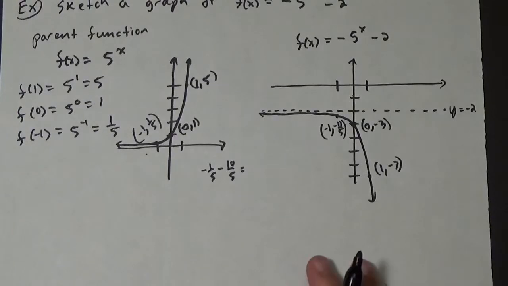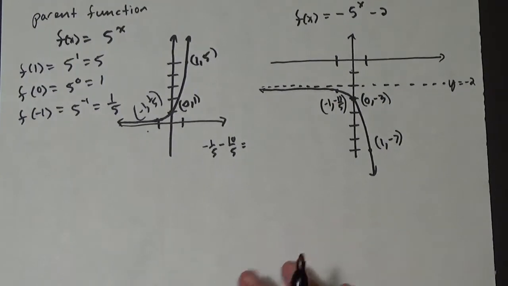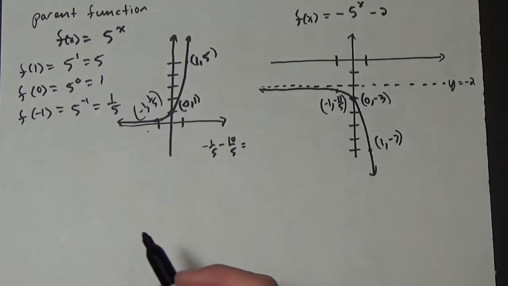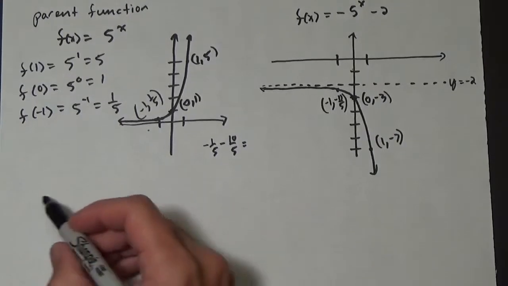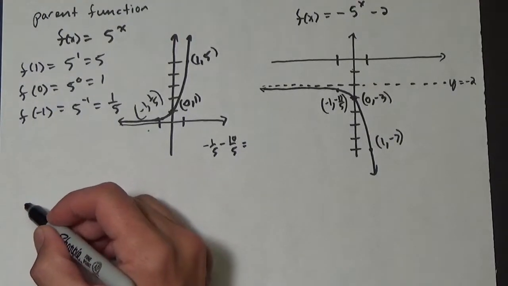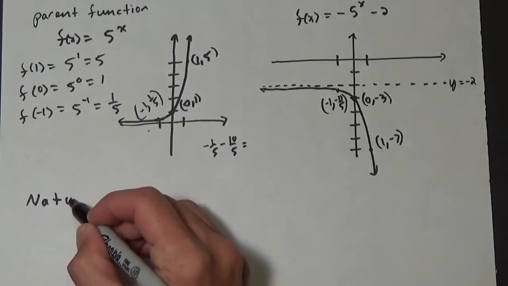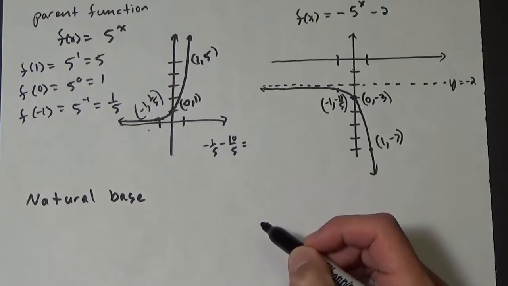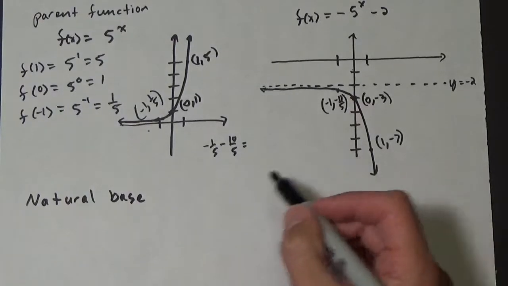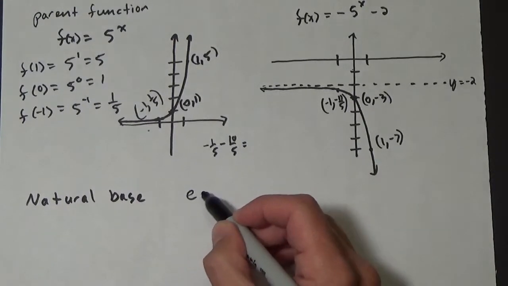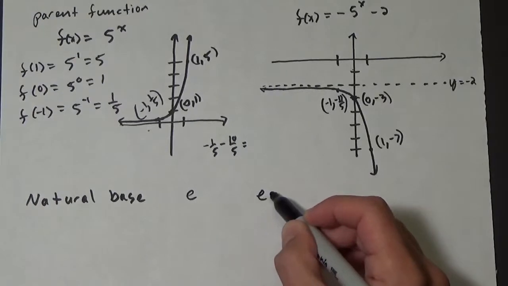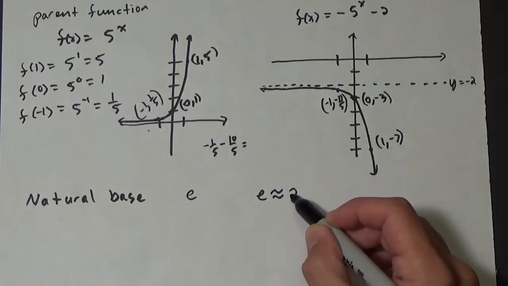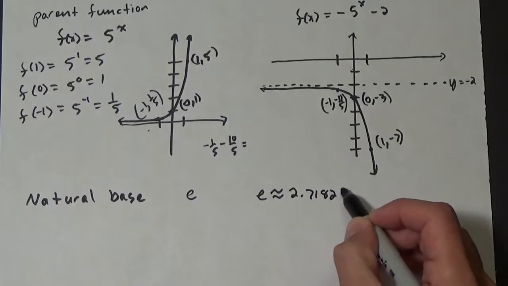But there's one base that comes up often in science and nature. It comes up so often that it's called the natural base. The natural base is a base e. So e is approximately 2.71828.